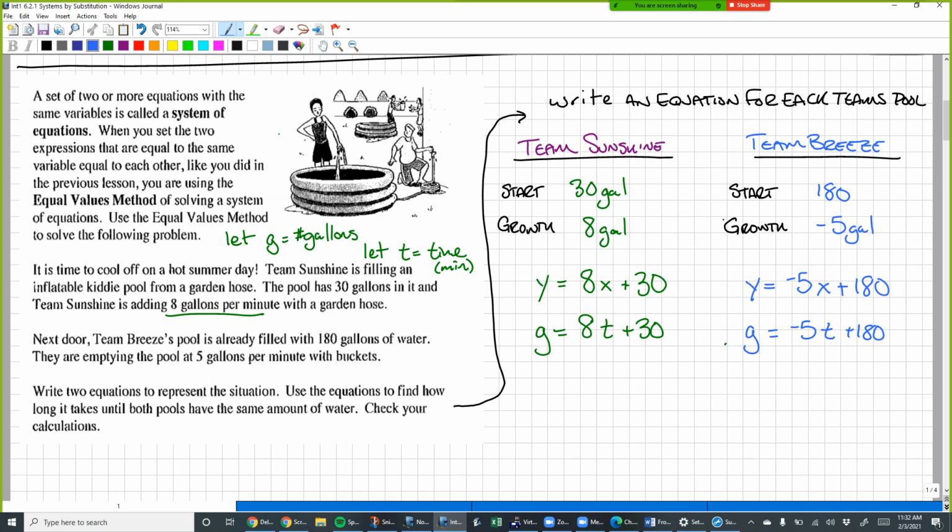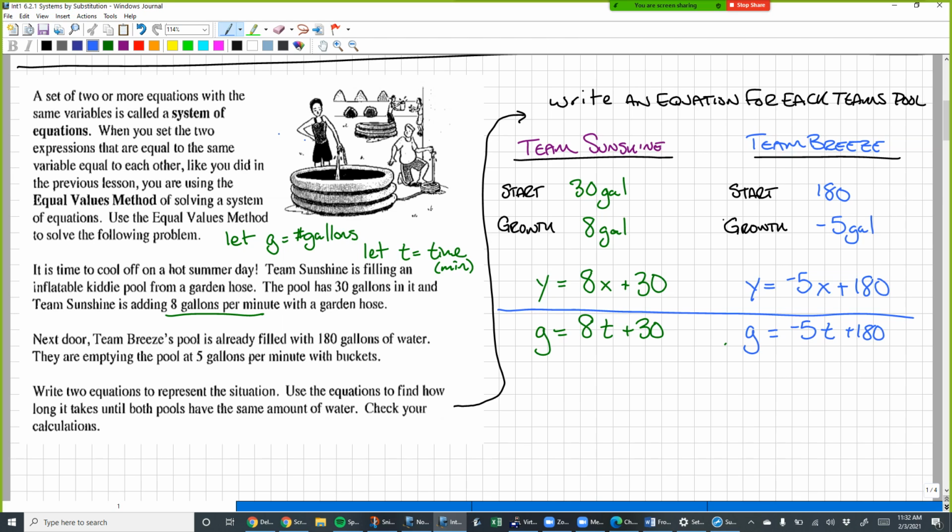Now, I want you to see both of these sets of equations as being valid because you're going to see them in y equals mx plus b form, but you're also going to see them in other variables. Don't be afraid of the fact that we have g and t or any other set of variables. They mean the exact same thing. They work the exact same way.